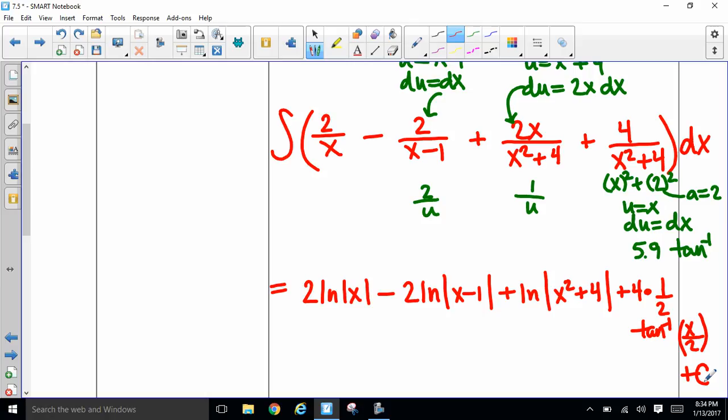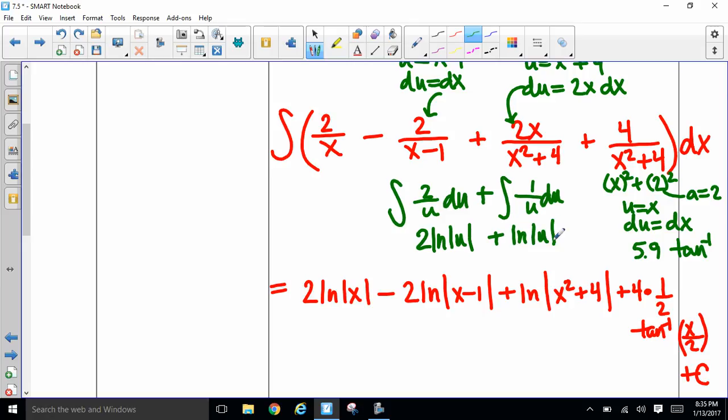Again, if you need to show some in between, this integrates to be 2 natural log absolute value of u. This integrates to be just natural log absolute value of u. But they have different u's, remember? And so then when you go to replace them, that's why these portions are different.